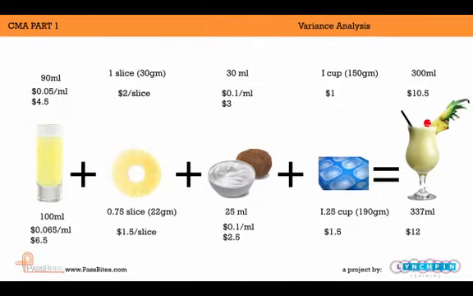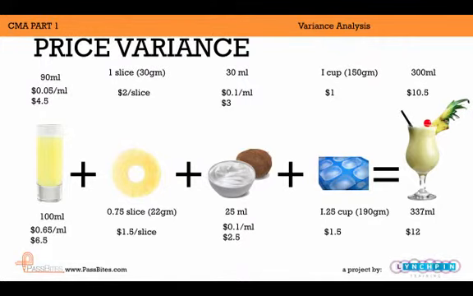We have used here 100 milliliters of pineapple juice, three-quarters of a pineapple slice, which is now 22 grams. Coconut cream is also used less, and we have used a little more ice. And finally, we are making 337 milliliters of one serving of pina colada. And the rates have changed. Pineapple juice price has increased, the rate of slice has decreased, coconut cream rate remains the same, and there is also a difference in the cost of ice. And ultimately, 337 milliliters of pina colada drink is costing us $12.